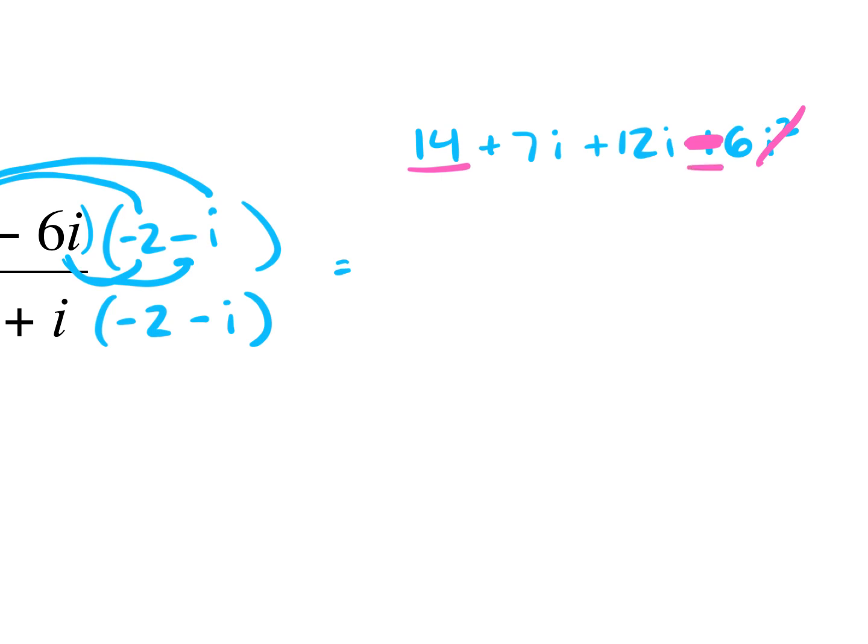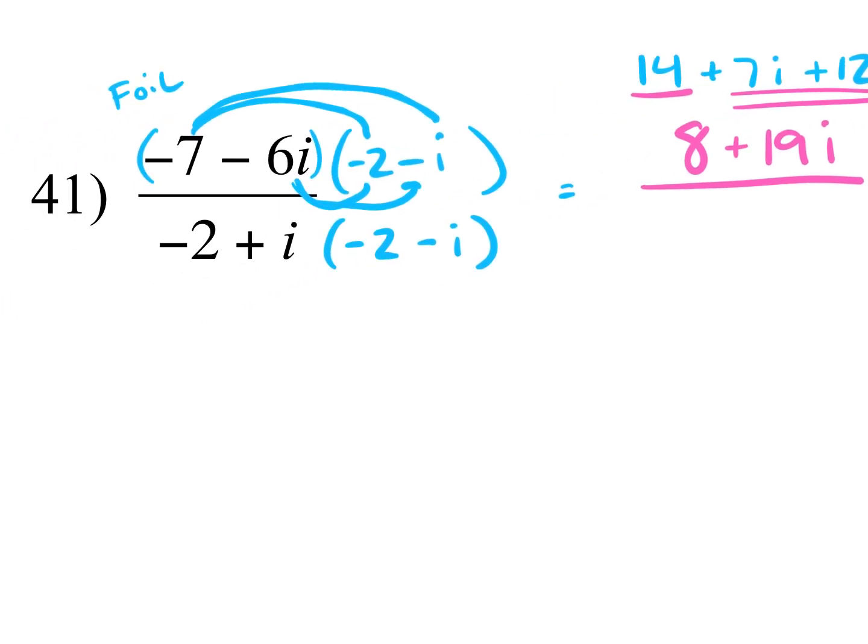Now let's combine our real parts. What's 14 minus 6? 8. Now our imaginary parts, what's 7i plus 12i? 19i. So that's our numerator. All right, let's multiply the bottom now. On the bottom, we could either FOIL or we can do our conjugate shortcut. Our first term, our A, is going to be negative 2, and our B is i. So it would be negative 2 squared minus i squared. It's always A squared minus B squared.